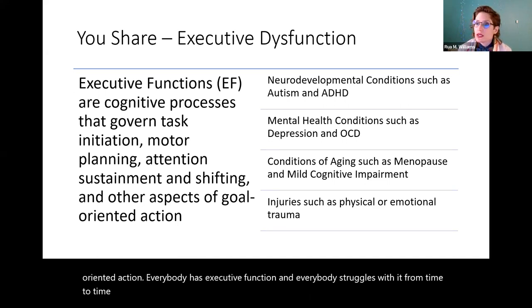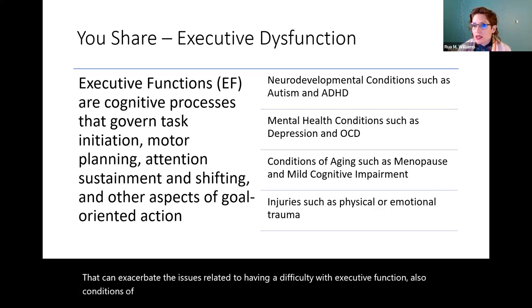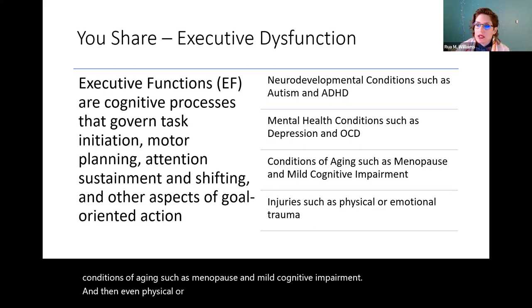But there are certain conditions, such as ADHD and autism, or depression and OCD, that can exacerbate the issues related to having a difficulty with executive function. Also, conditions of aging, such as menopause and mild cognitive impairment, and then even physical or emotional kinds of traumas.